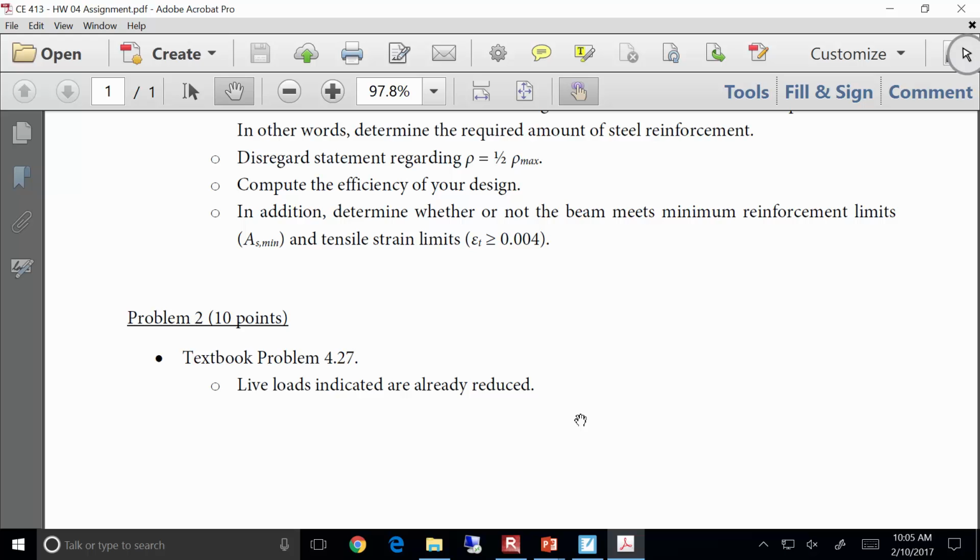This is probably the most important point I want to make regarding this homework assignment: my design procedure that I've shown you is different than what the book does. Be ready for that. When the book references the tables in the back and wants you to look up some value for Mu over phi b d squared, and you're wondering why Dr. Michelson never even talked about that, what's going on here? The method that I use is different than the one in the book.